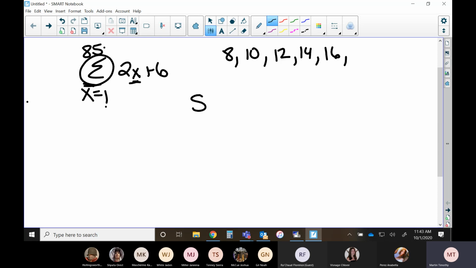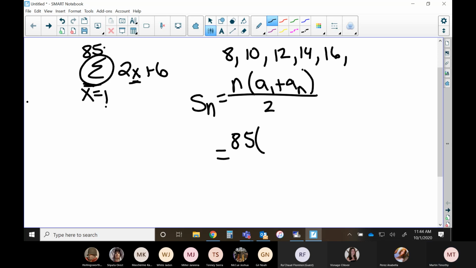It's going to be Sn equals n times a1 plus an, all divided by 2. How many terms am I going to have in this sequence? If I plug in 1, and I plug in 2, I plug in 3, all the way to 85, how many terms are there going to be? There's going to be 85 of them. Yes? What happens for A1? What is A1 in this case? Good.